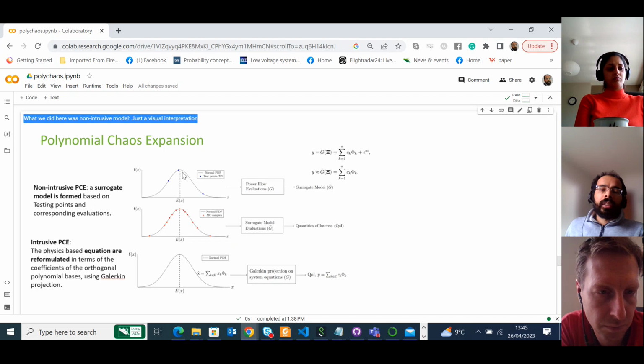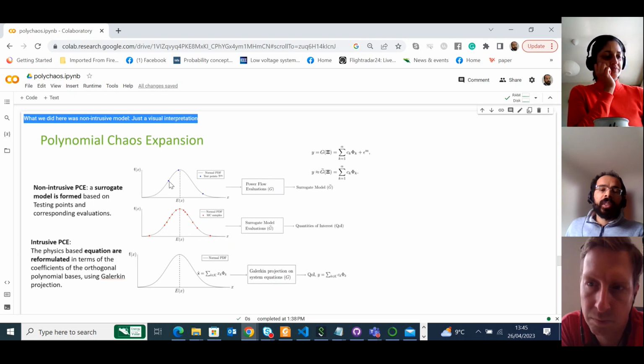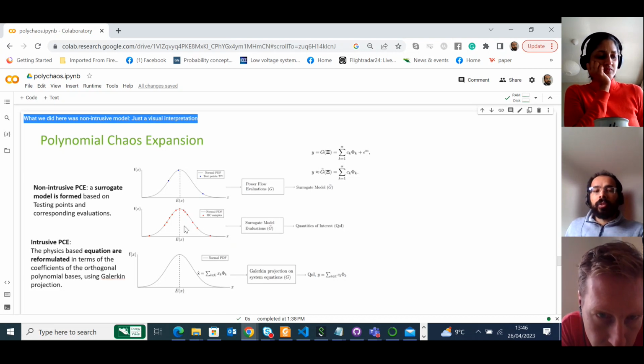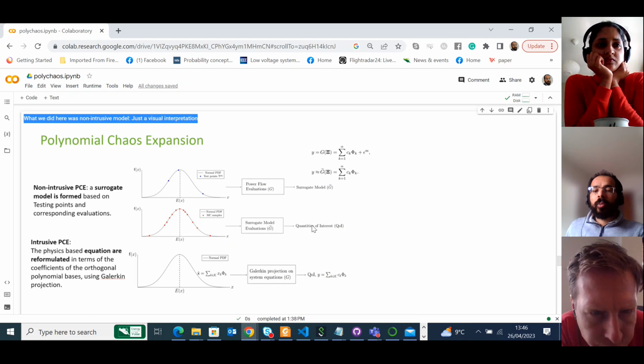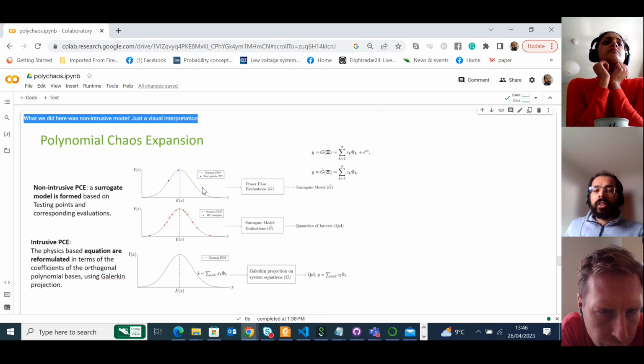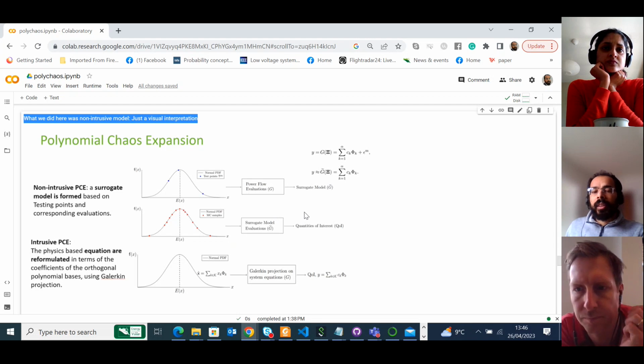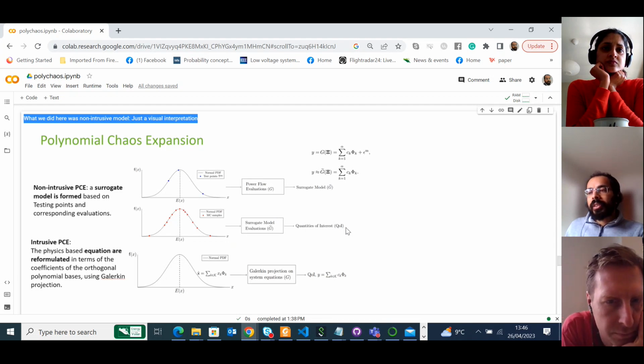As you see, we took these blue samples, which were orange on the previous curve. We did power flow evaluation on them and formed a surrogate model, which was a polynomial, and we passed these samples through the polynomial. If it was Monte Carlo, then we would have to pass all these red samples through the power flow evaluation. So this is the gain in time we obtain here to get the quantity of interest.